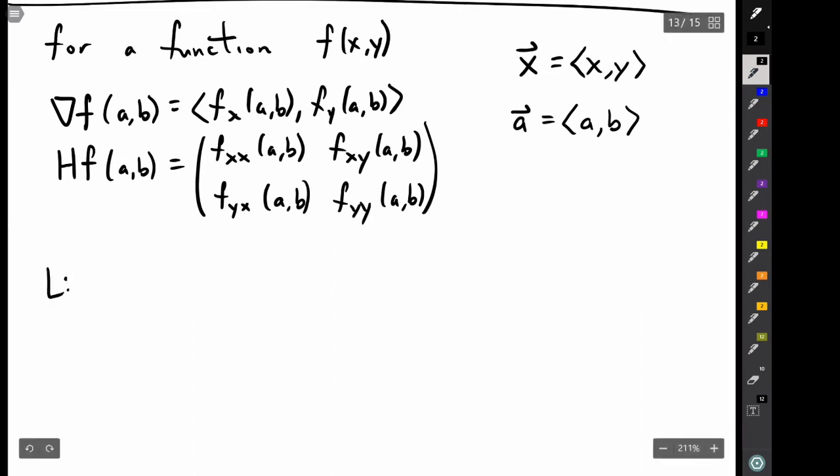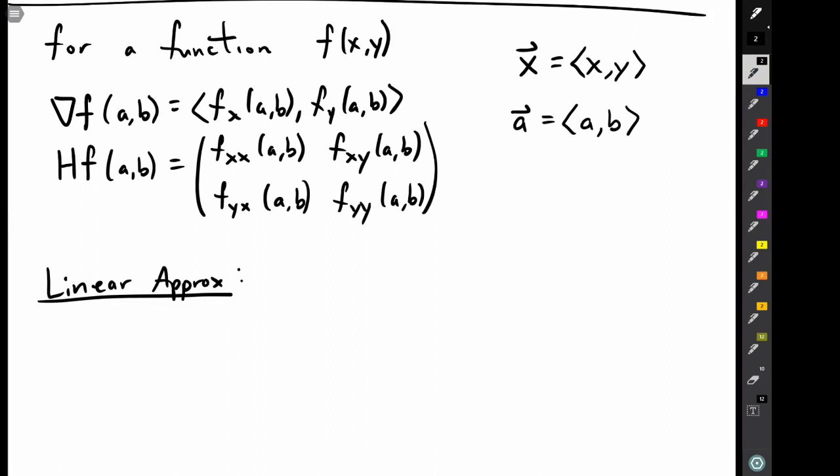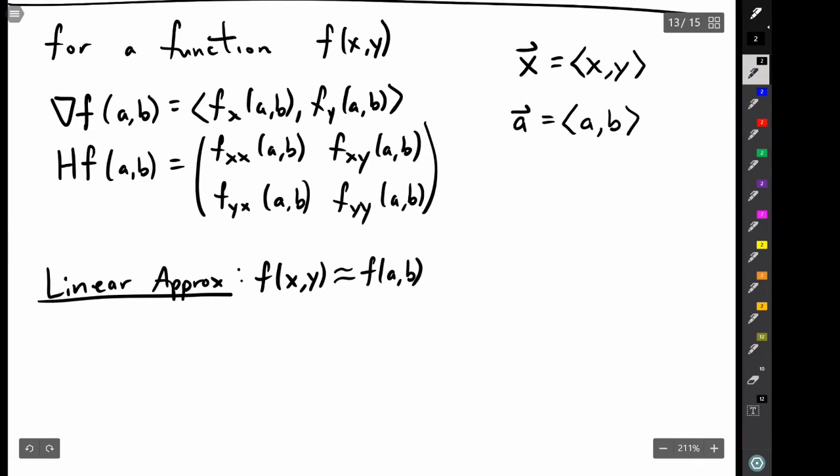So the linear approximation, this will be sort of the degree 1 Taylor polynomial, if you will, near the point (a, b). So it's going to be approximately f of (a, b) plus, right? Now the way this is going to work is we actually take the gradient of f at (a, b) and we take the dot product with x minus a.